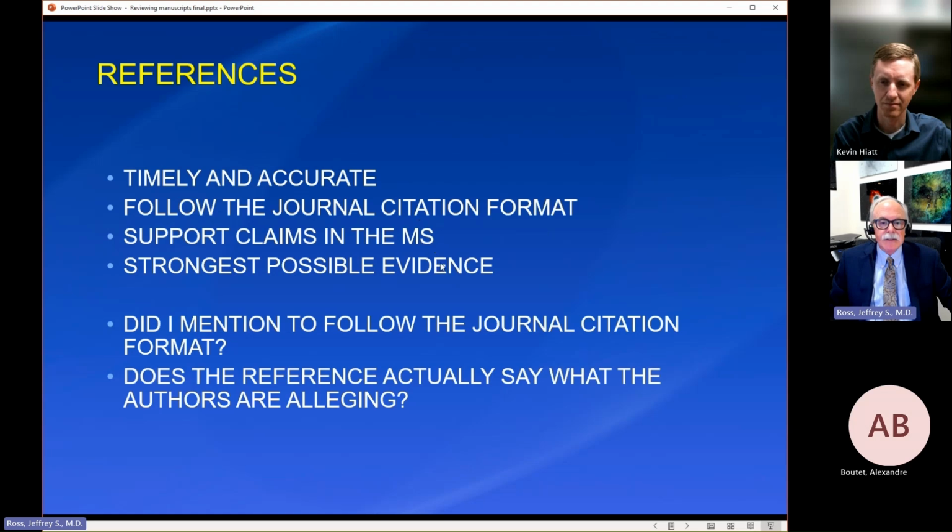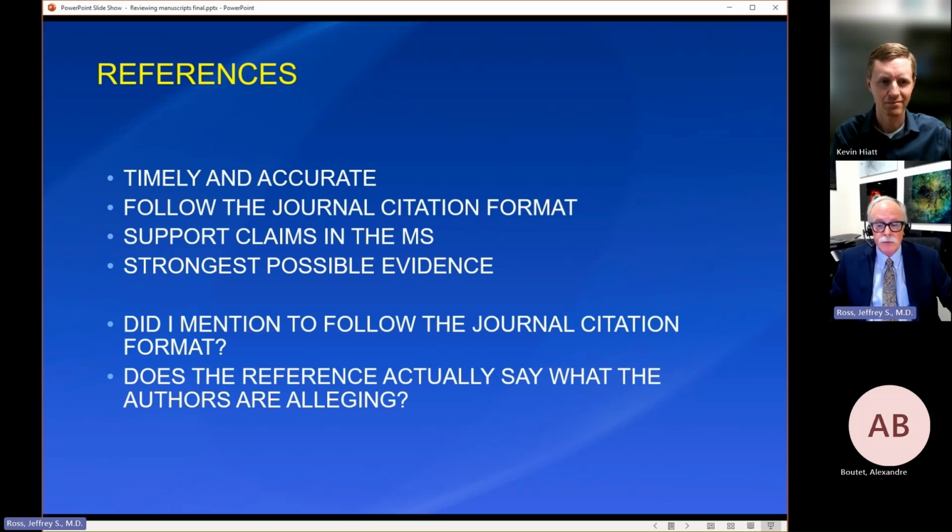And again, this is an area that the reviewers can be very, very powerful in the sense of actually looking at the references. Are they appropriate to the paper where the author is saying that they're being cited? Does the reference actually say what the authors are alleging? That's a high bar. It's work, absolutely, but it's an important one.